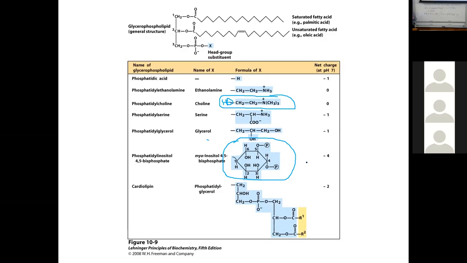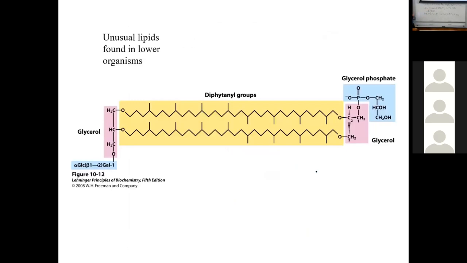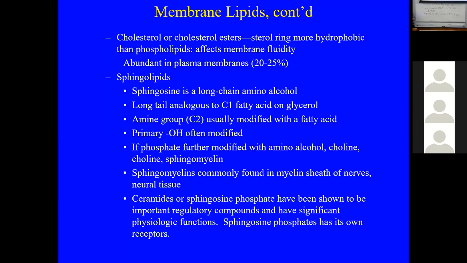Okay, so one broad category then of membrane lipids are the glycerol phospholipids. Here's an unusual one that is found in lower organisms. Cholesterol is found in cell membranes. Cholesterol esters are found in cell membranes. We'll talk a little bit more about those at a later time. The next big category of membrane lipids are the sphingolipids.